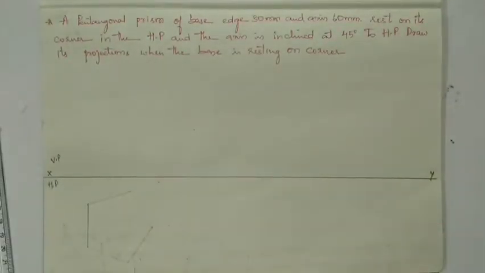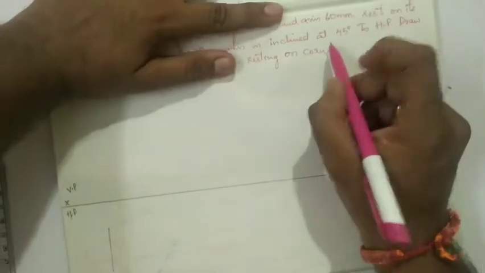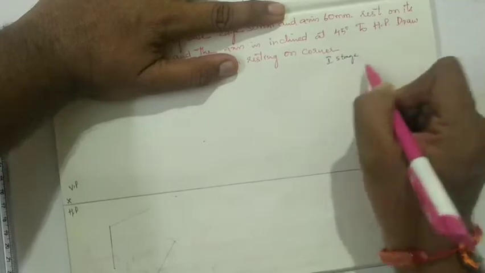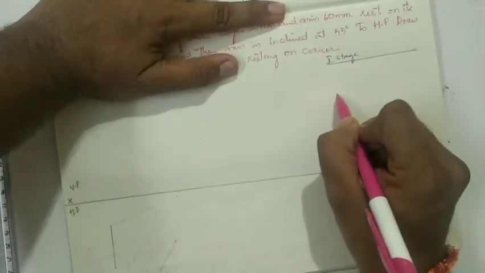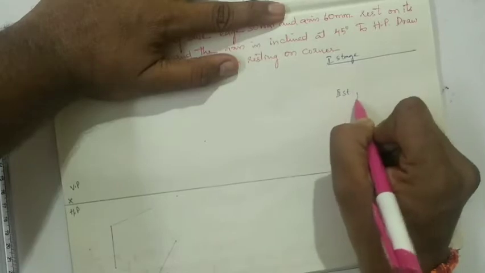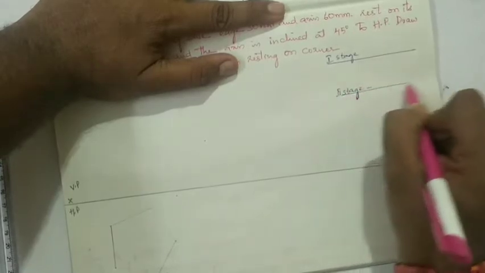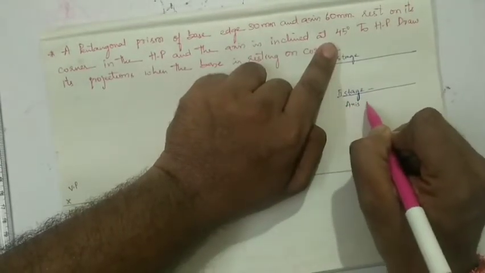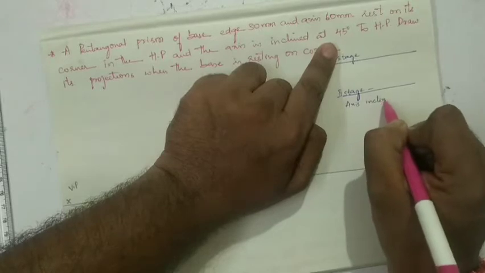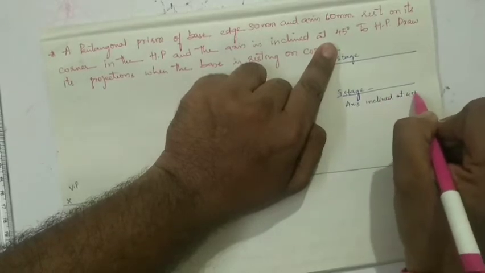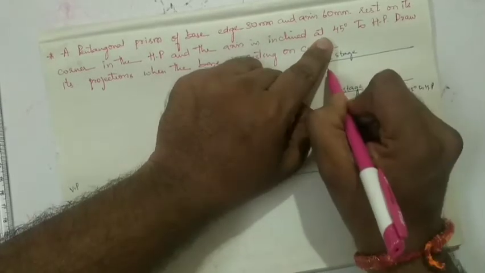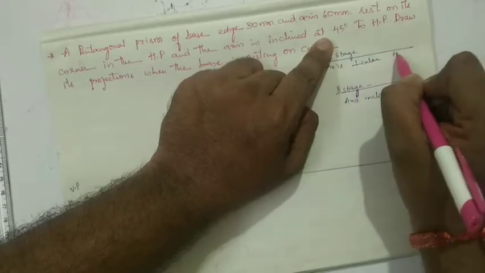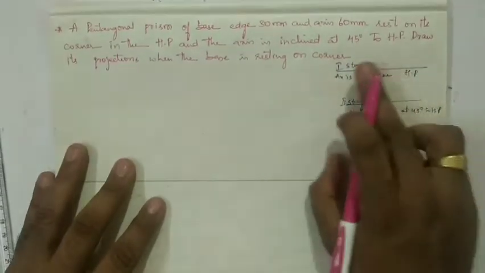First, we need to clarify by writing it ourselves. First stage and second stage. Here I am mentioning what it is. What has been said for us is that the axis is inclined at 45 degrees to HP. So obviously, what happens? Remember, the axis is perpendicular to HP.